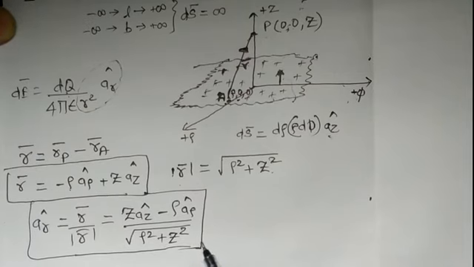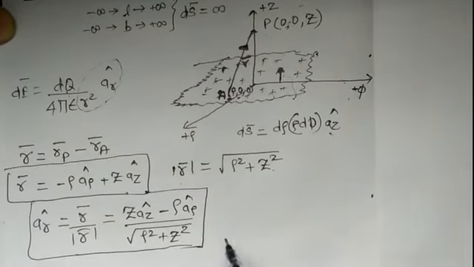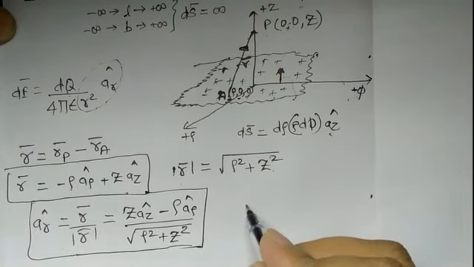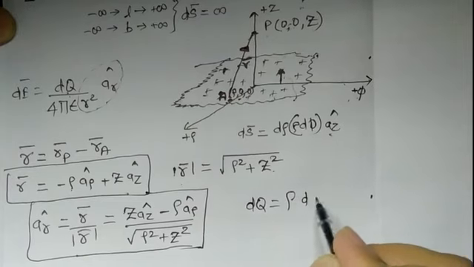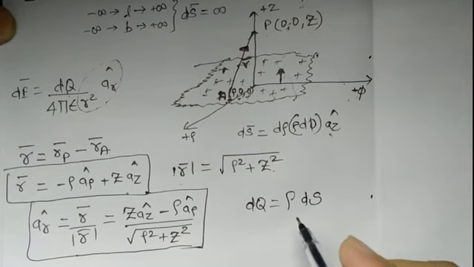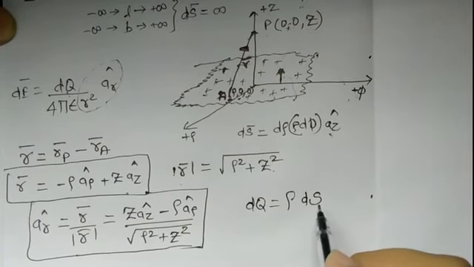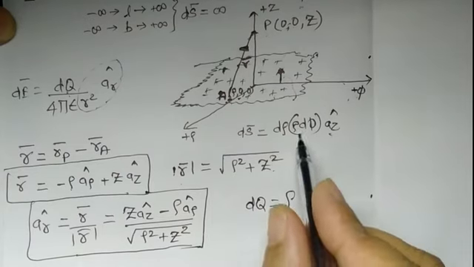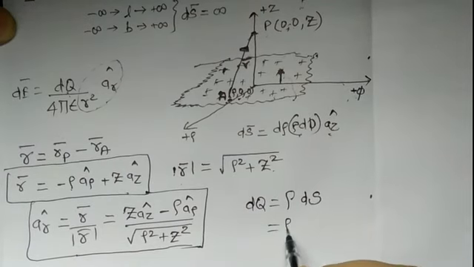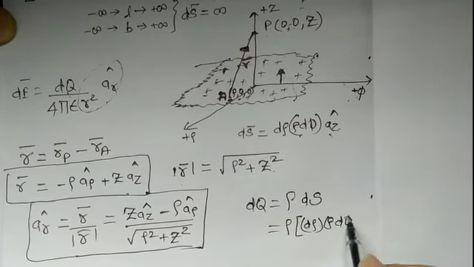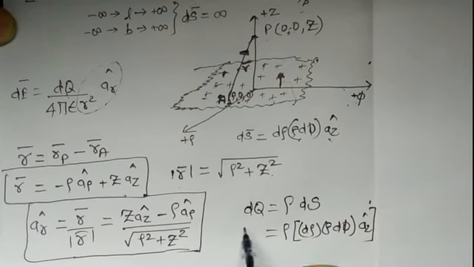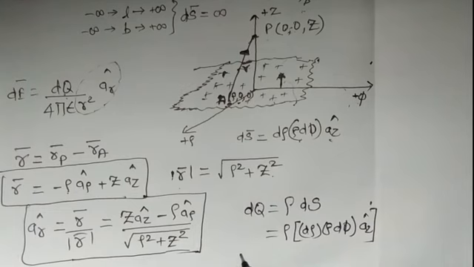Now dq we have to calculate. So dq will be equal to rho s into ds. Now this ds we have to calculate, and the ds will be equal to this one, so therefore d rho into rho d phi into az cap. So this will be the value of dq.